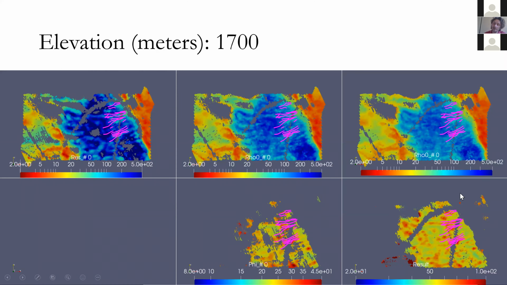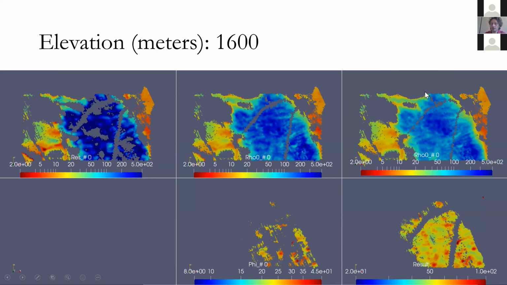But again, the ground-based acquisition has been done in this area, but this ground-based acquisition has been way more time-consuming and expensive compared to the airborne EM acquisition. Going on and on, again, this comparison is still good in this range between 1700 and 1600 meters in elevation.